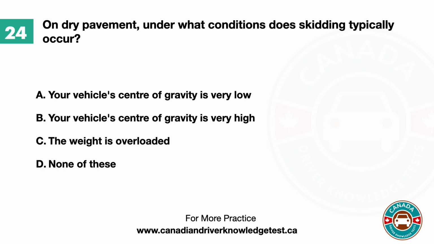Question 24. On dry pavement, under what conditions does skidding typically occur? A. Your vehicle's center of gravity is very low. B. Your vehicle's center of gravity is very high. C. The weight is overloaded. D. None of these. The answer is B. Your vehicle's center of gravity is very high.